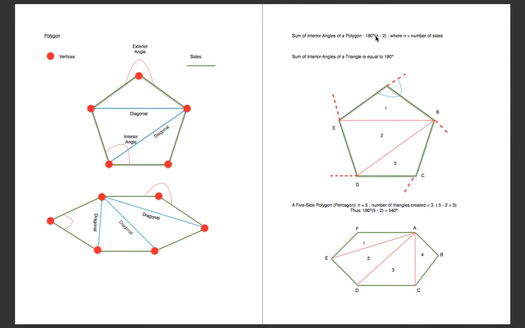And that's where this number in the parenthetical comes from. There will always be two less triangles than there are sides. So if we have a 6-sided polygon, we have 4 triangles, and as up here we have a 5-sided polygon, we have 3 triangles, and that's an important relationship.